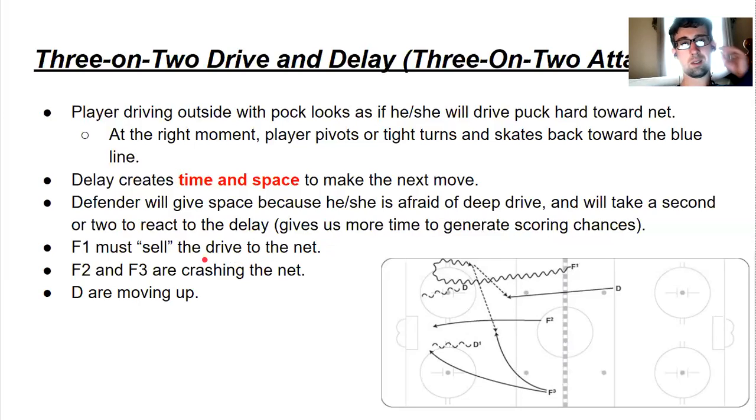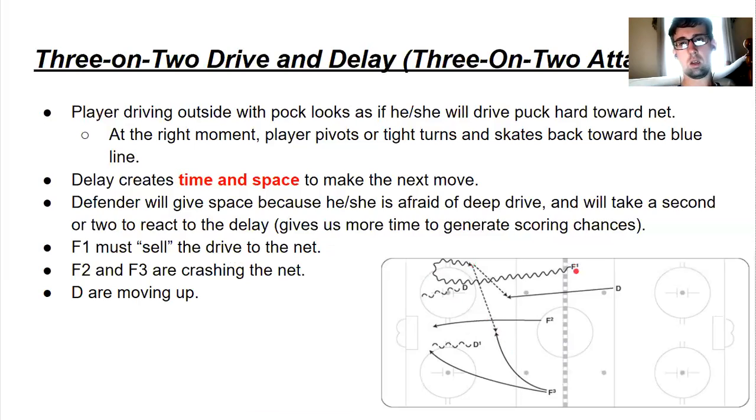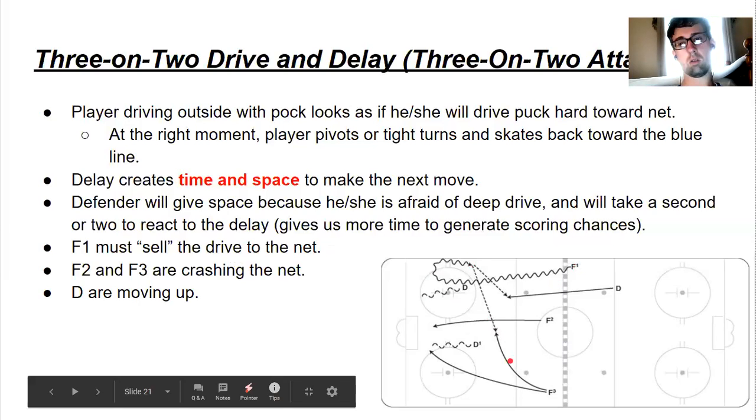Forward 1 must sell the drive to the net. So forward 1 must sell the drive to the net. So forward 1, he or she goes this way, can come up, can go down, or can meet forward 3, or can go down and meet the defender.